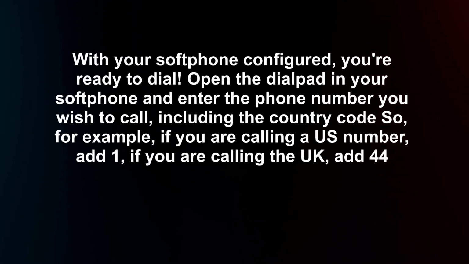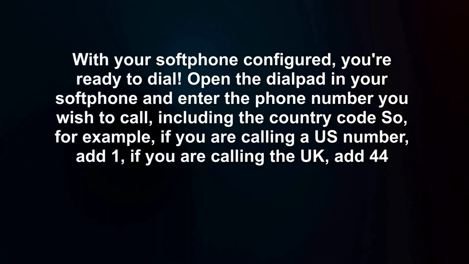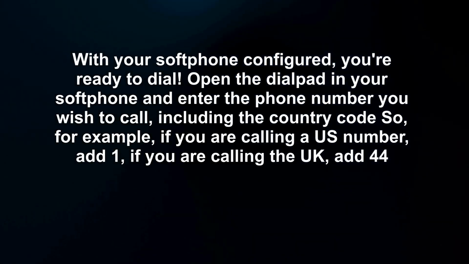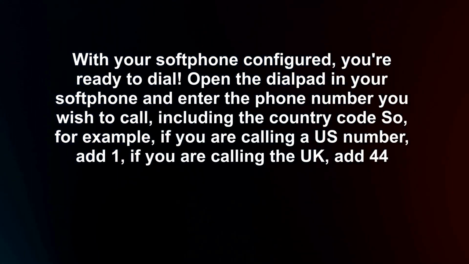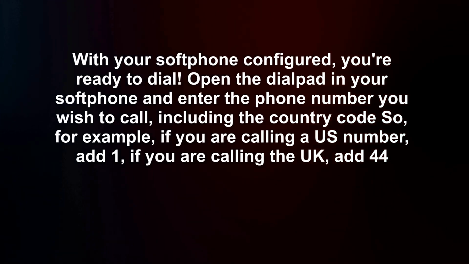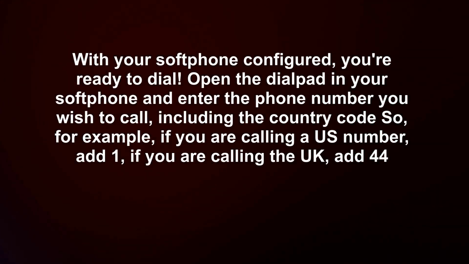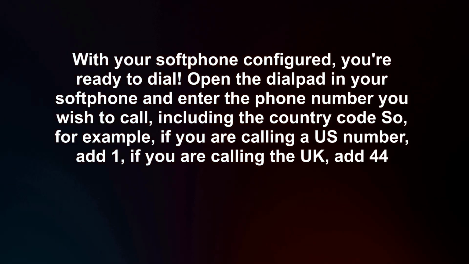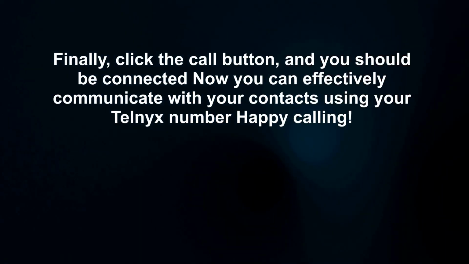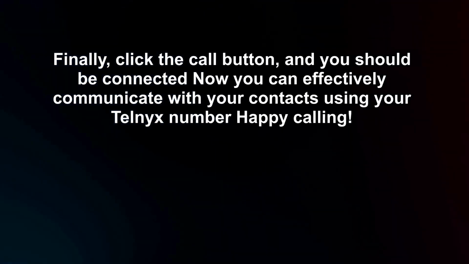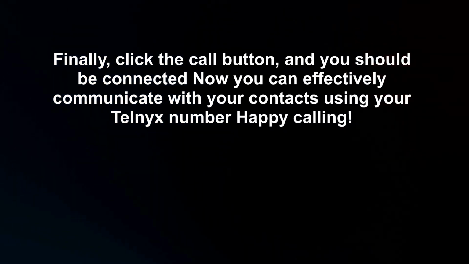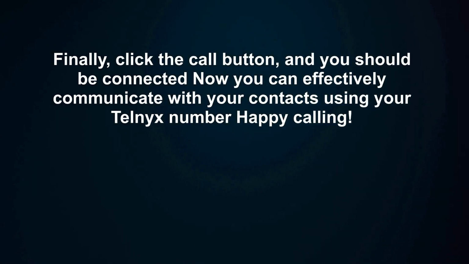With your Softphone configured, you're ready to dial. Open the dial pad in your Softphone and enter the phone number you wish to call, including the country code. So, for example, if you are calling a US number, add 1, if you are calling the UK, add 44. Finally, click the call button, and you should be connected. Now you can effectively communicate with your contacts using your Telnyx number. Happy calling!